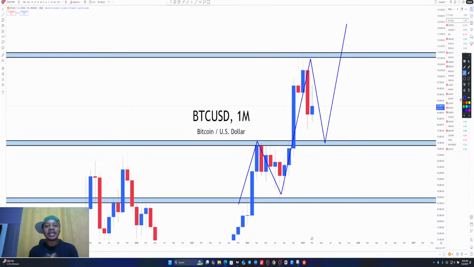So on the entire structure on the monthly, we know that price is going to the upside. But price has completed a higher high on the monthly and it's coming all the way down for what? A higher low. So what do we do with this? On BTC USD on the monthly time frame, we are going to capitalize on the monthly higher low before it completes on this support level. It's as simple as that.